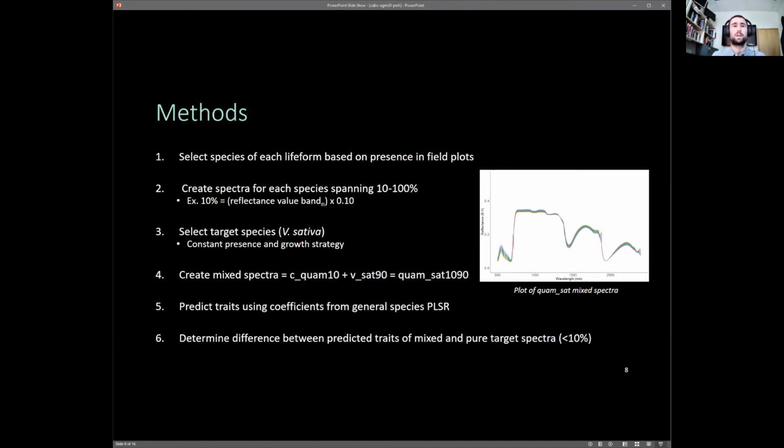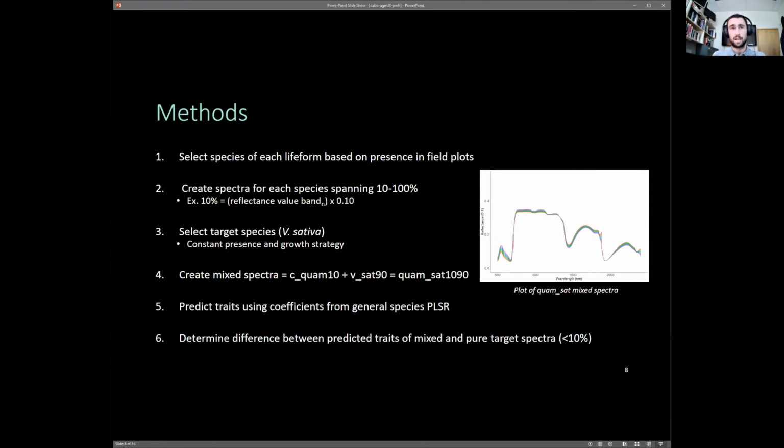I wouldn't say a host plant, but it's an adjacent plant species. So you could have a V. sativa wrapped around a camas species, which would assumedly affect the spectral reflectance that you get within a pixel capturing those two.